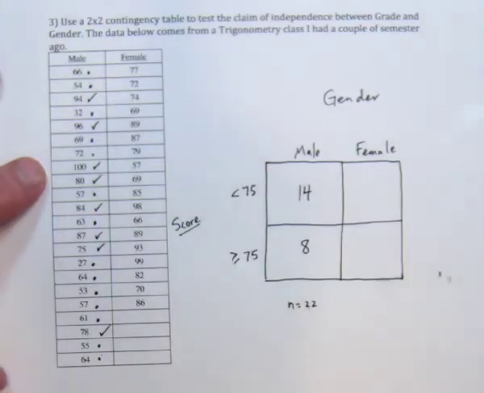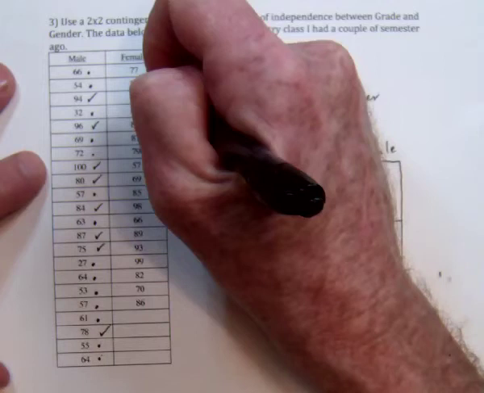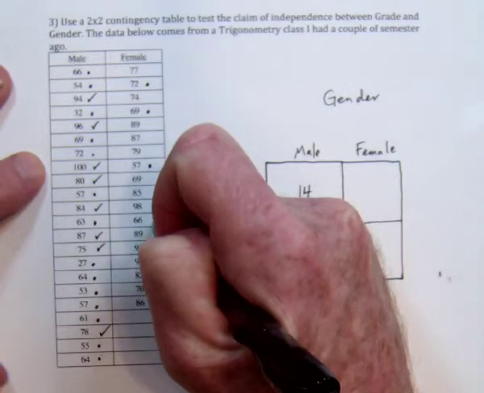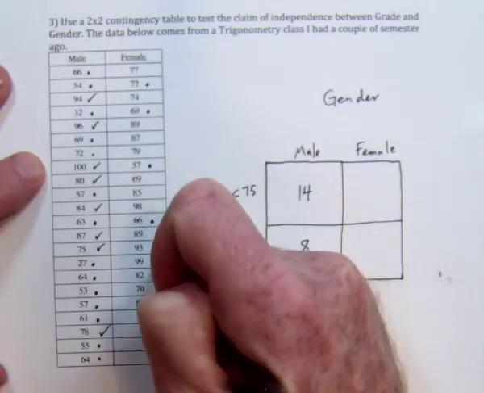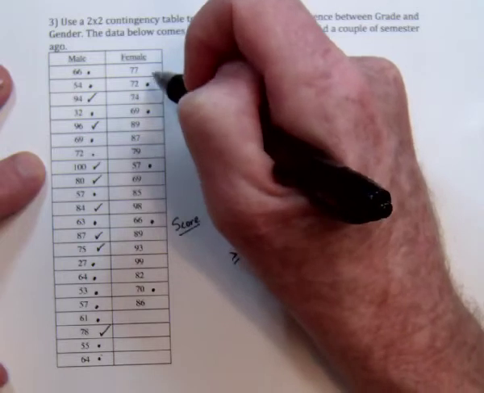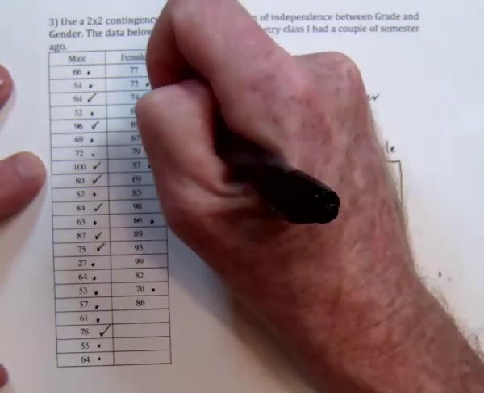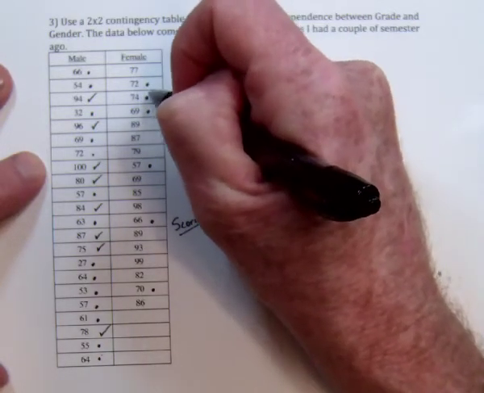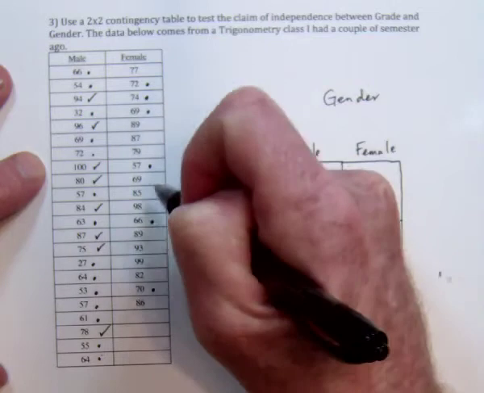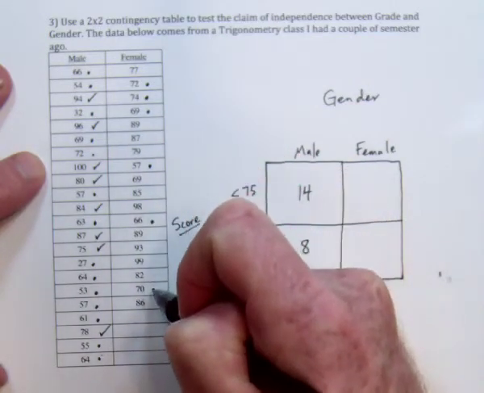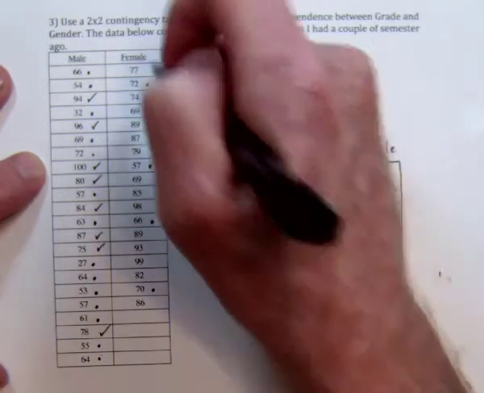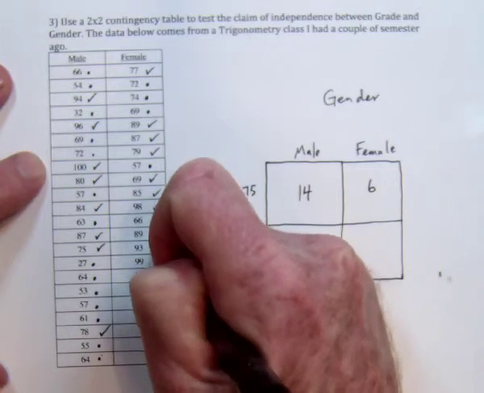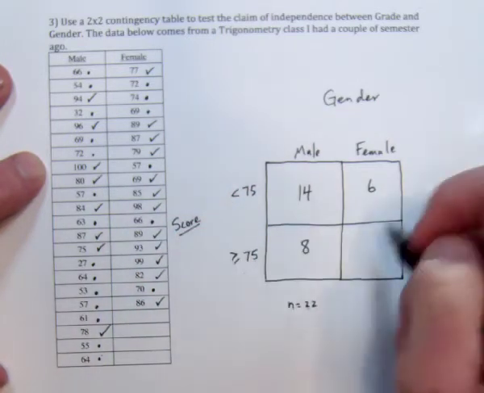All right, now do the same thing with female, less than 75. 1, 2, 3, 4, 5, 6. That's a good reason for double checking. 1, 2, 3, 4, 5, 6. So there's 6 here, and then 1, 2, 3, 4, 5, 6, 7, 8, 9, 10, 11, 12.